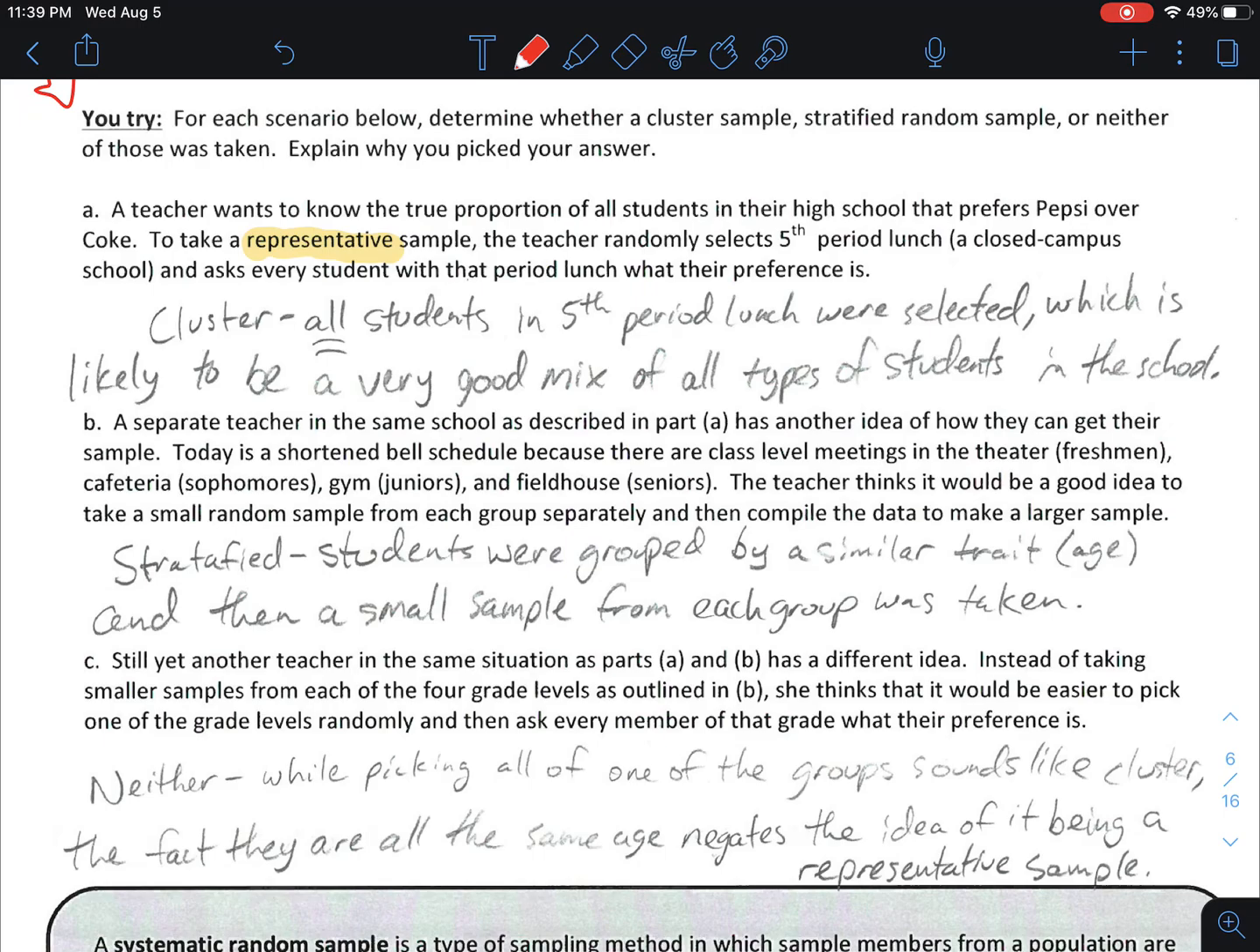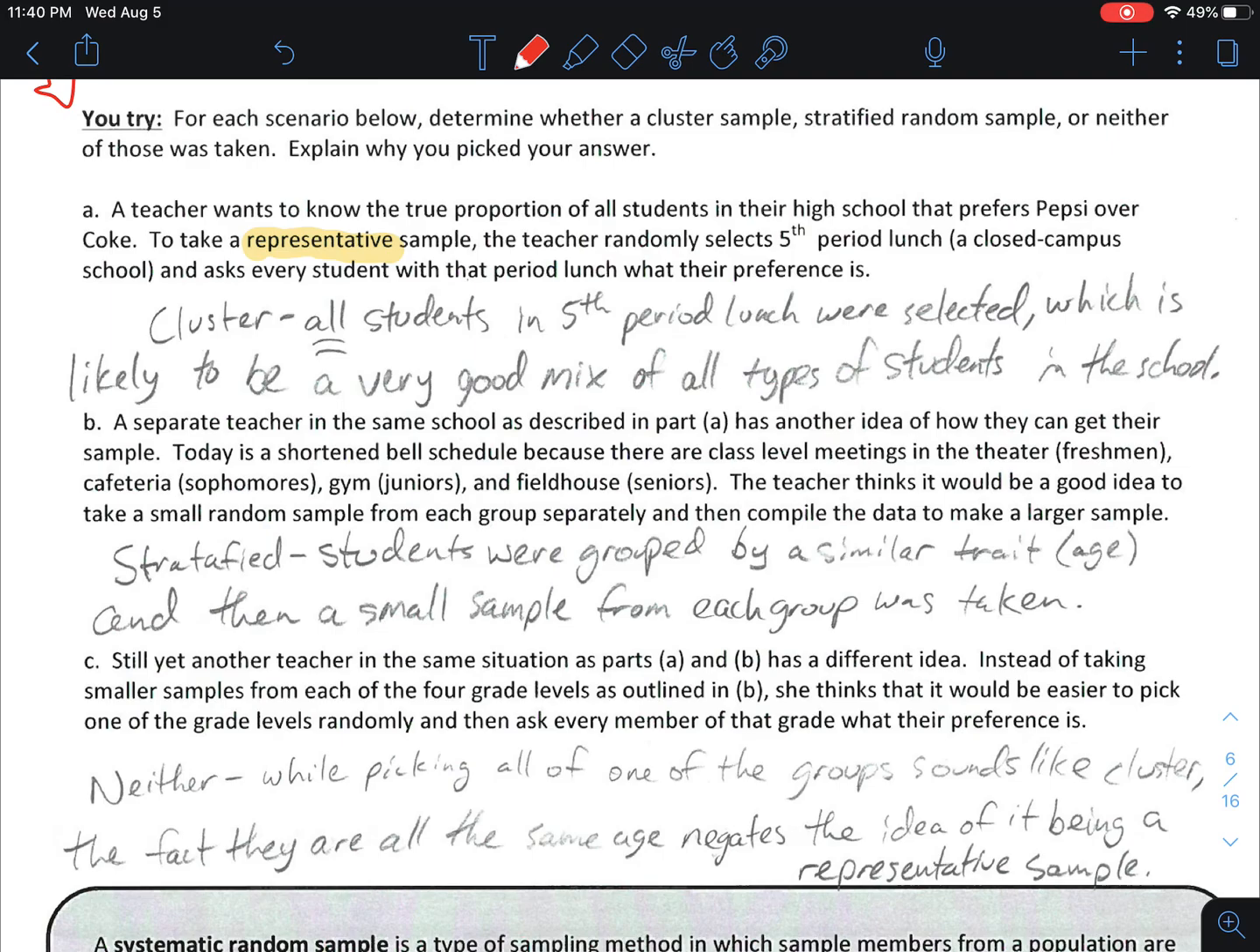The teacher randomly selects 5th period lunch, a closed campus school, and asks every student with that lunch period what their preference is in terms of Pepsi or Coke, okay? Well, if you're selecting 5th period lunch, in terms of Pepsi over Coke being the context, is everyone in 5th period lunch going to have the same exact opinion, or is it going to be a good mixture? That's pretty easy to understand. It's going to be a good mixture, right? They don't determine lunch periods based on your Coke preference, okay?